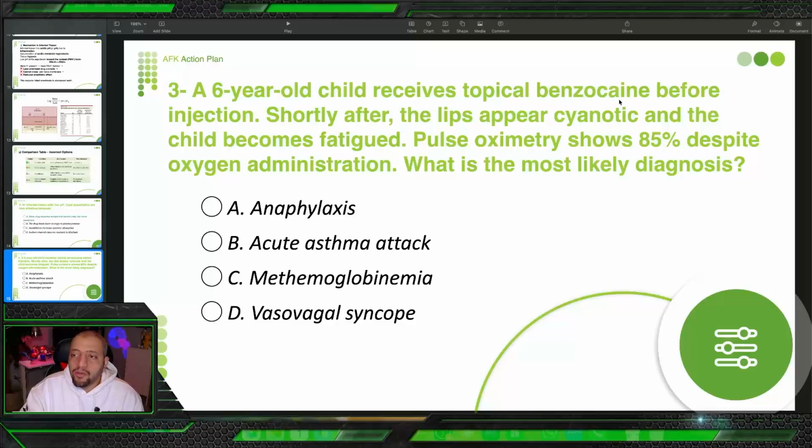Okay, so you give him benzocaine as a topical. Shortly after, the lips appear cyanotic and the child becomes fatigued. You try to give him oxygen, but although you are giving him oxygen, the oximetry, which measures the oxygen in the bloodstream, shows 85. The normal is 94 and above, 95, 96. This is what we are aiming for. So what do you think the patient is having here? Anaphylaxis, acute asthmatic attack, methemoglobinemia, or vasovagal syncope.